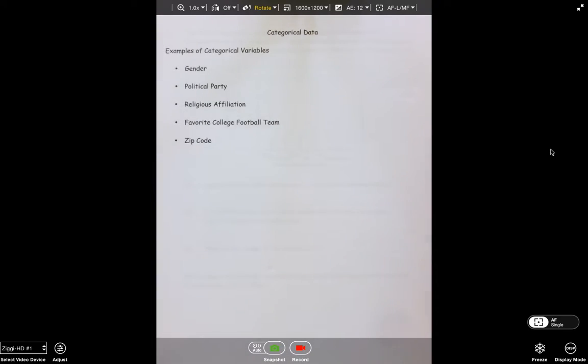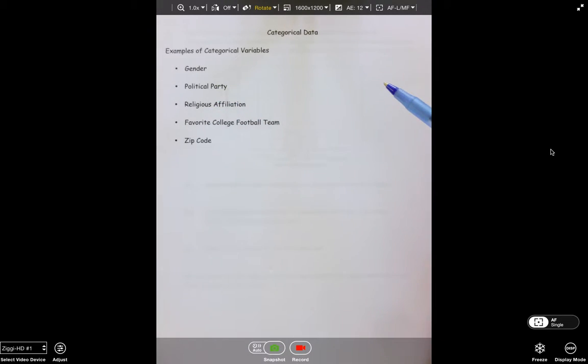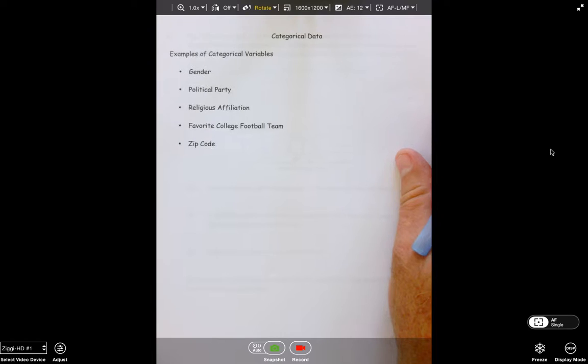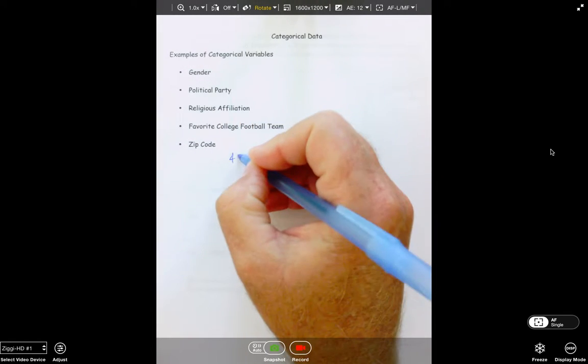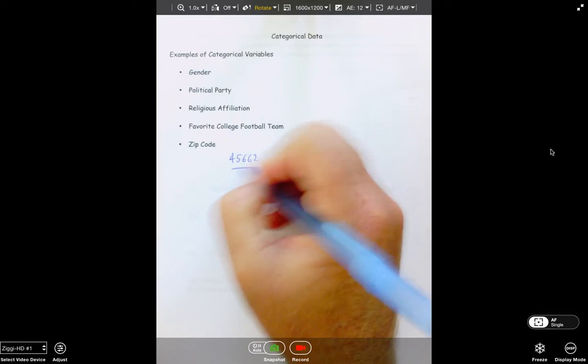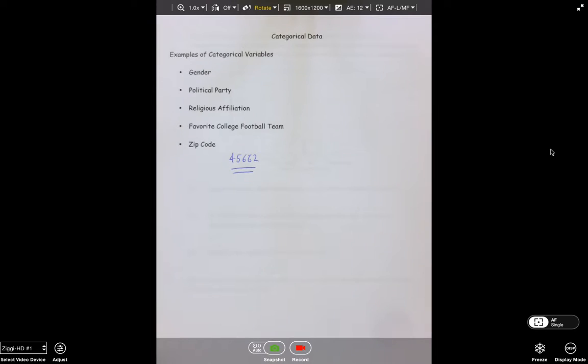Again, some examples. Same ones. I probably should have come up with some different ones to make it interesting, but I didn't. Remember, zip code actually turns out to be a number, but this number represents kind of a holding spot, a location, if you will. So sometimes numbers can represent categorical variables, but usually they don't.